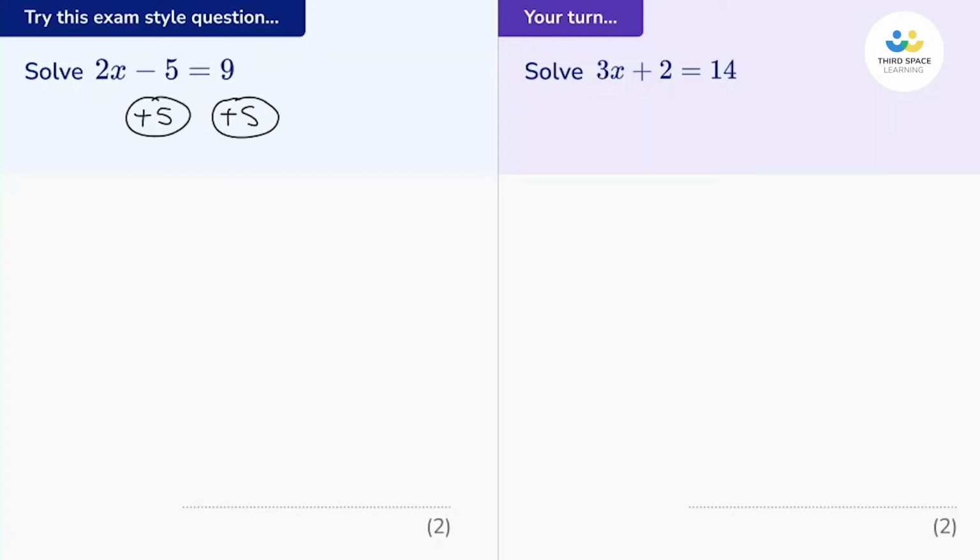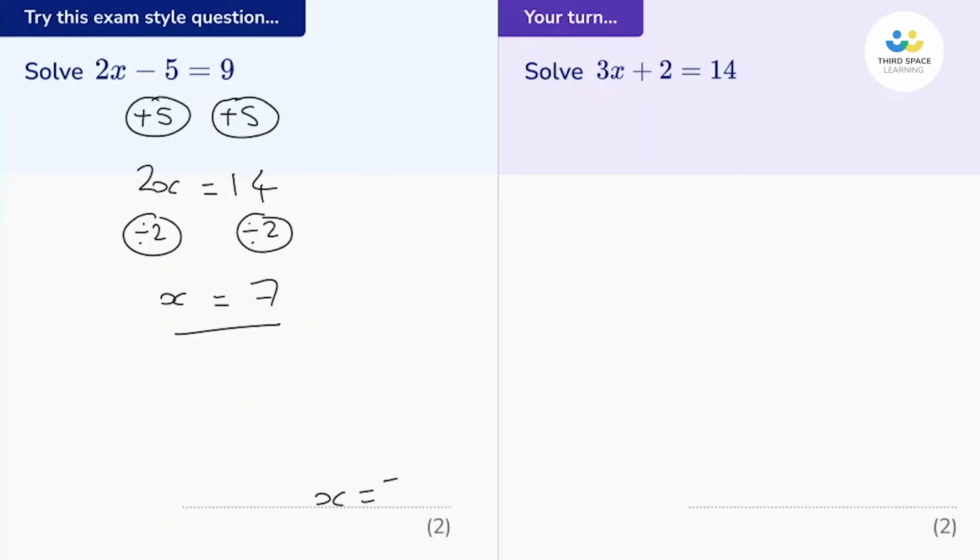That means on the left, we're left with 2x. And on the right, we're left with 9 plus 5, which is 14. Now this means 2 lots of something is 14. So to work out what that something is, we do the opposite of multiplying by 2, which is divide by 2. So we divide by 2 on the left-hand side, and we divide by 2 on the right-hand side. 2x divided by 2 is just 1x, or x, and 14 divided by 2 is 7. And there we go. X equals 7.